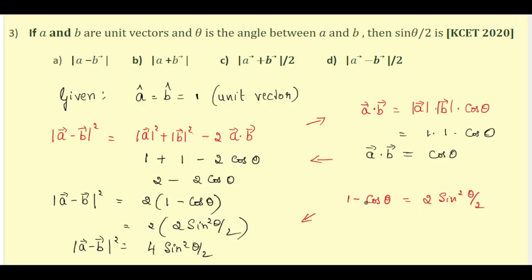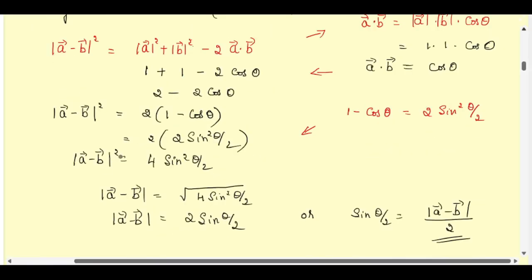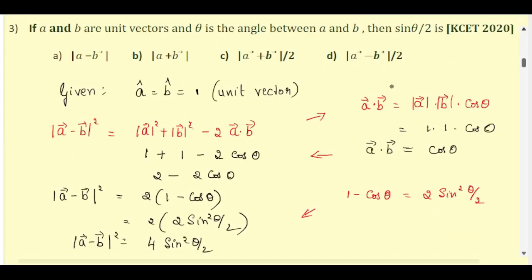Now using the identity 1 minus cos theta equal to 2 sine square theta by 2. Substitute here. So we get 2 into 2 sine square theta by 2. 2 into 2 is 4. So 4 sine square theta by 2. A minus B whole square equal to 4 sine square theta by 2. So magnitude of A minus B will become root of 4 sine square theta by 2. When we remove the root, it will become 2 sine theta by 2. Take this 2 to LHS. Now sine theta by 2 will become magnitude of A minus B by 2. So D is the right answer, A minus B by 2.